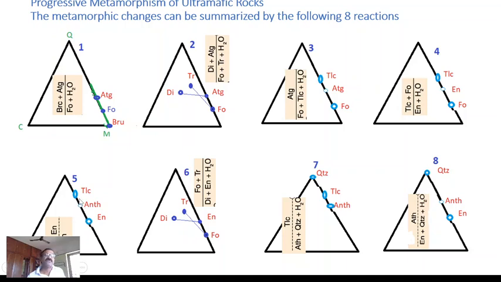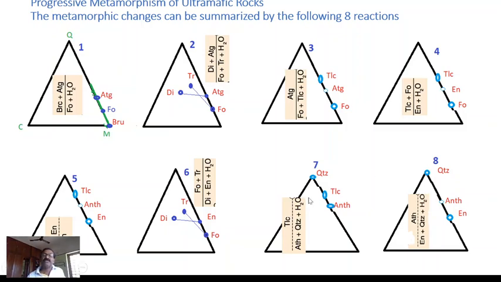So this is the fifth reaction. Enstatite plus talc gives anthophyllite. The sixth reaction is forsterite plus tremolite gives diopside plus enstatite plus water. This is, you know, that these reactions you have learned in the previous class, that it is a crossover reaction. So this is the sixth reaction.